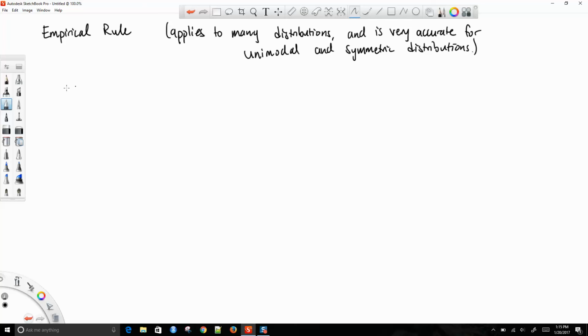Okay, and the empirical rule says this. It says that about 2/3 of the data, technically closer to 68%, is within one standard deviation of the mean.